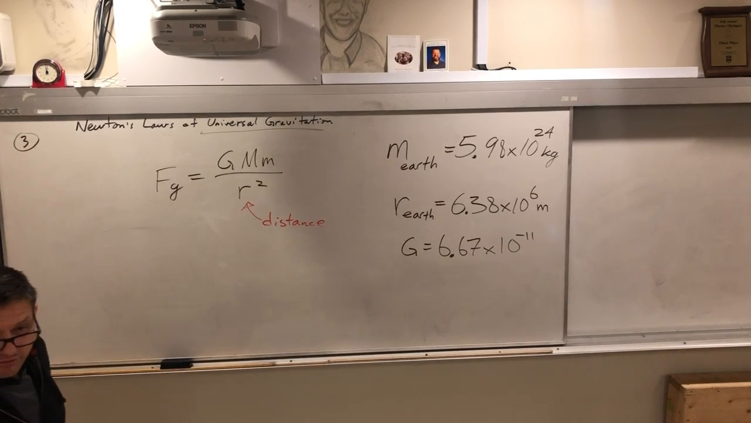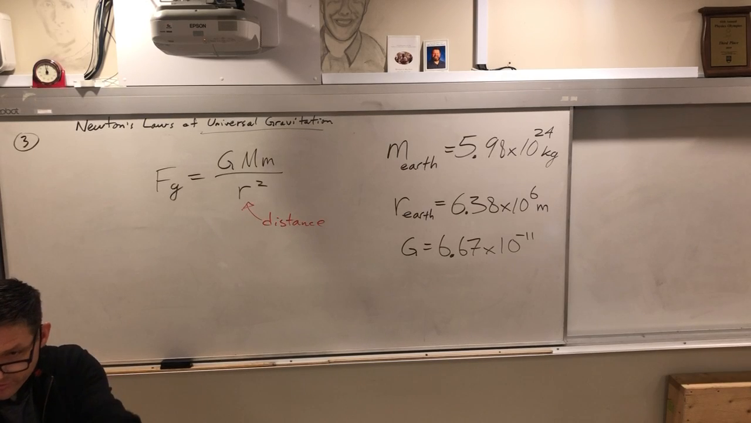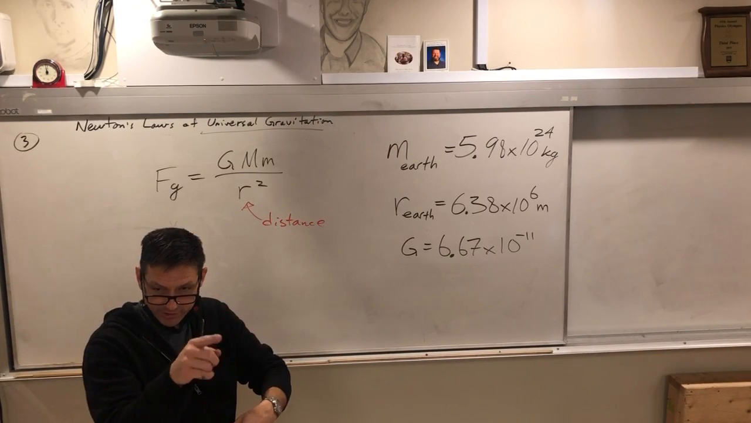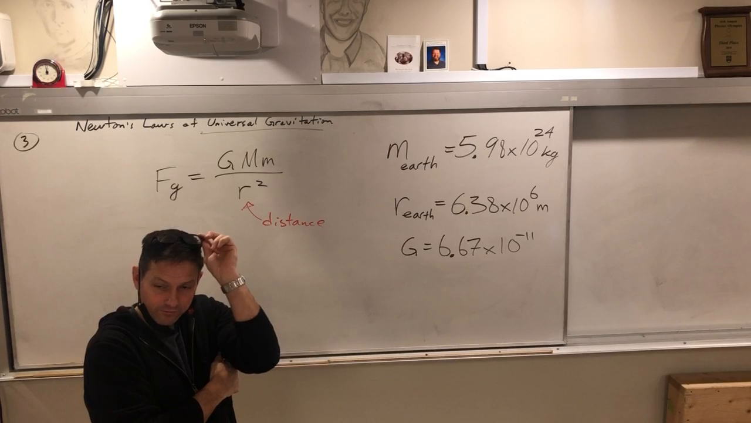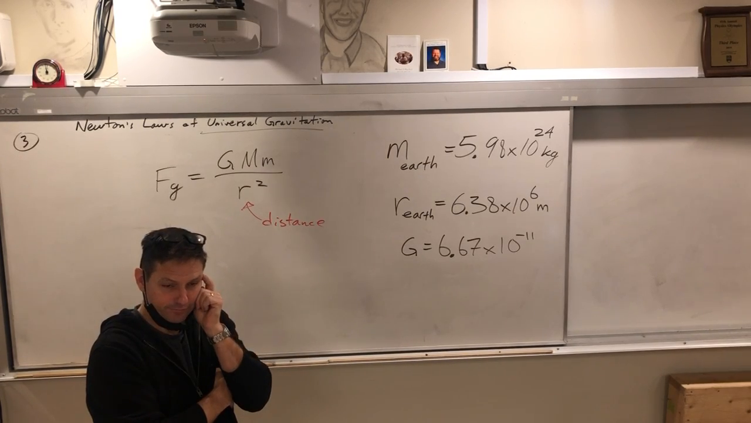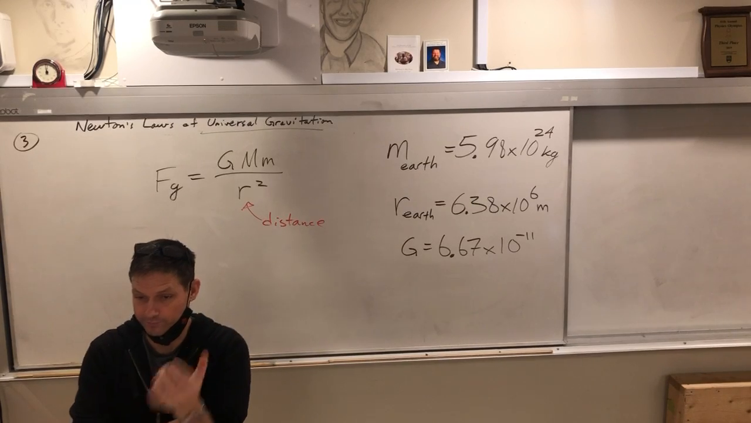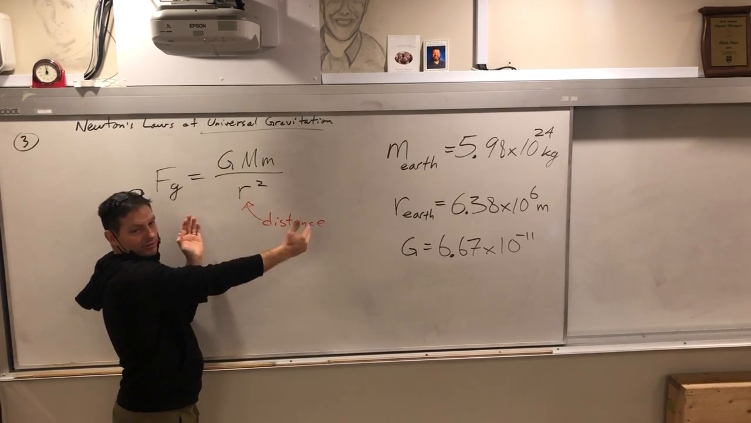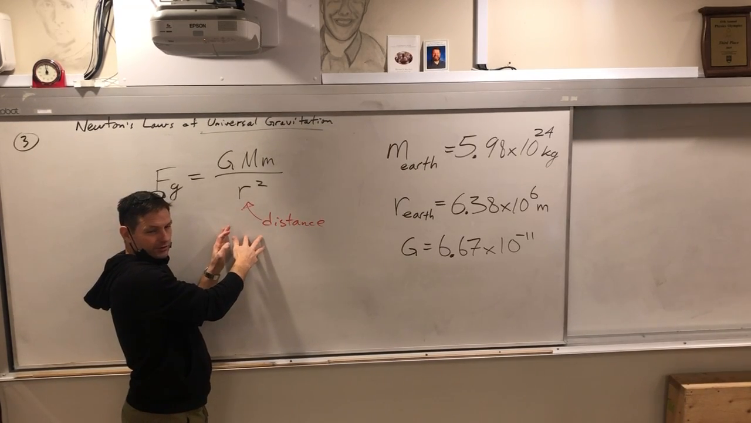This is an inverse square relationship. Say that with me: inverse square relationship. So you flip it and square it. What is 2 squared? 2 squared is 4. Flip it over. What is 4 flipped over? 1 over 4. If we double the distance, you will have 1/4 of the force.